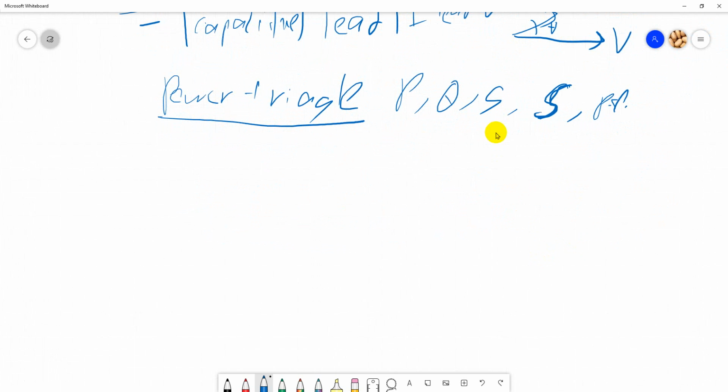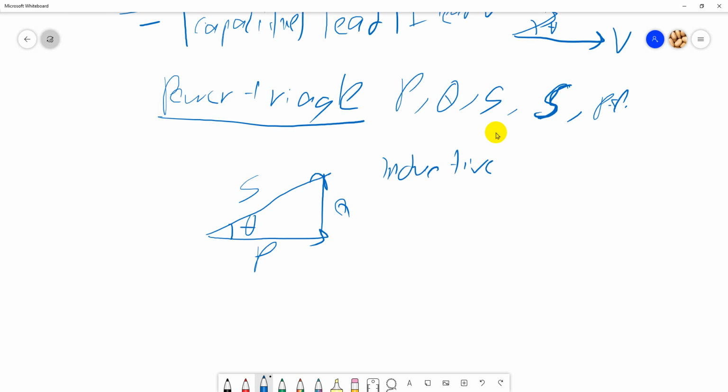Okay, remember P always goes to this side, to the right. Okay, P. Then Q, if it's positive, goes here. This is Q. And then this is S. And this is the theta. Okay, this one is inductive, because the angle is positive and Q is positive. Okay, theta is positive. Why is it called inductive? Because theta is positive, Q is positive.